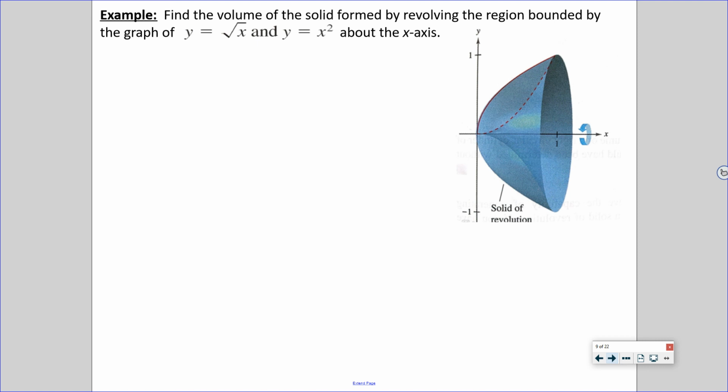Should have printed me a color. Oh, sorry, Jason. Want me to make a new one? No.